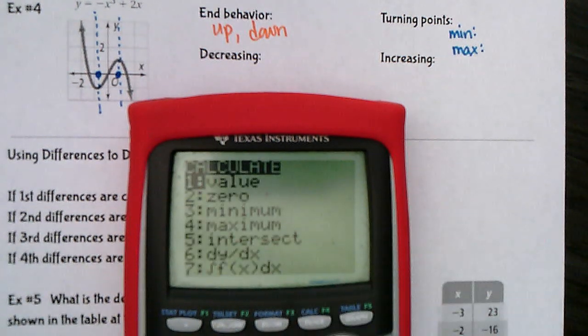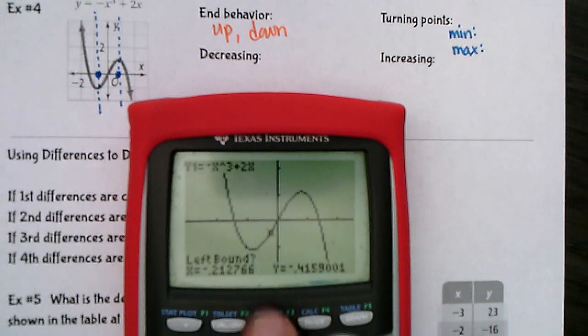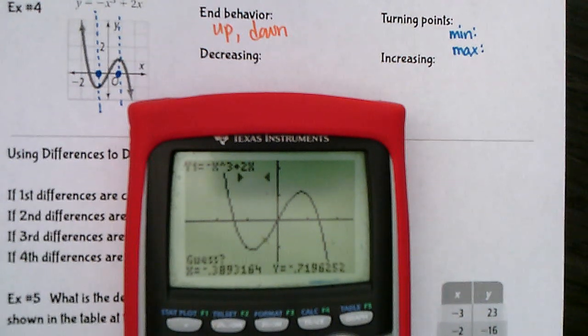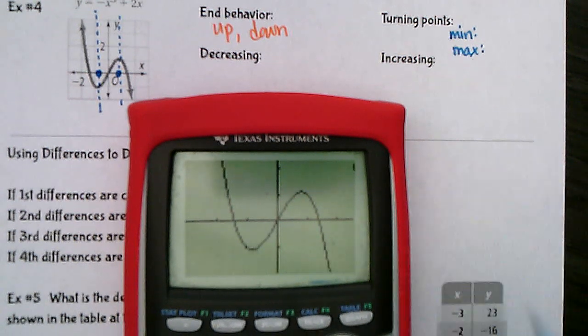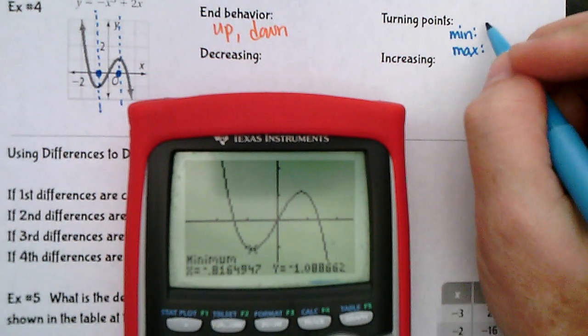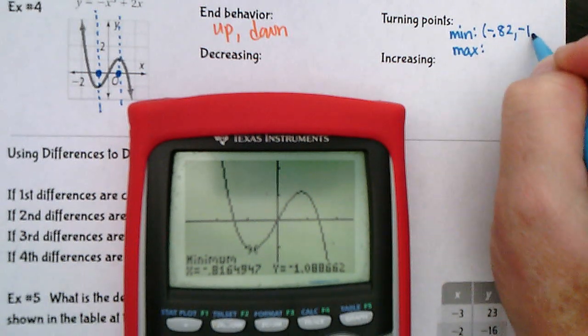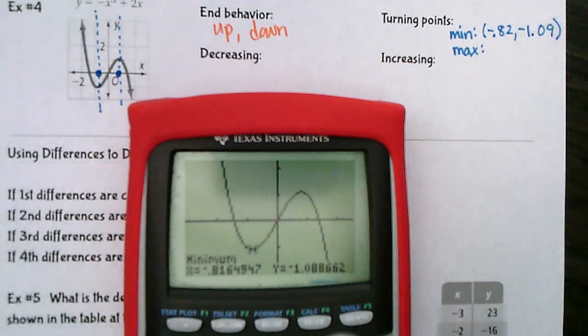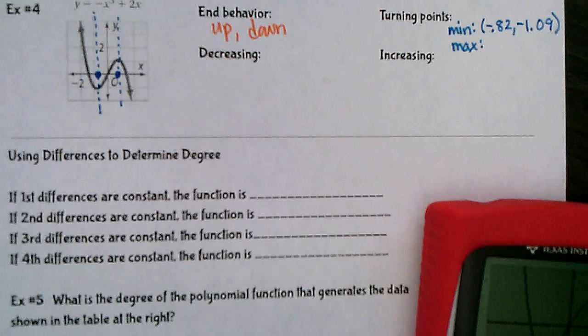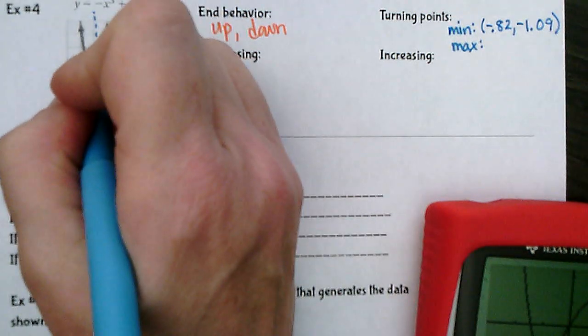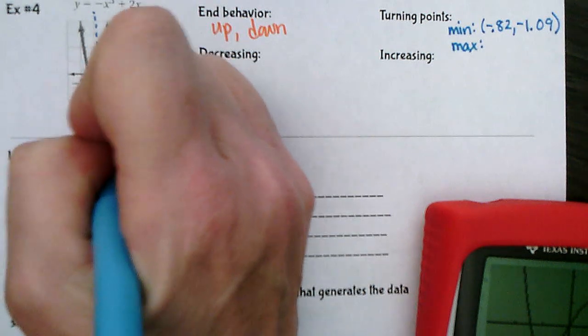So second calc, let's find that minimum, which is right here. I need to go to the left of it and hit enter, and then to the right of it and hit enter, and then on it and hit enter. So that minimum is at negative 0.82 and negative 1.09. So this x value is negative 0.82.